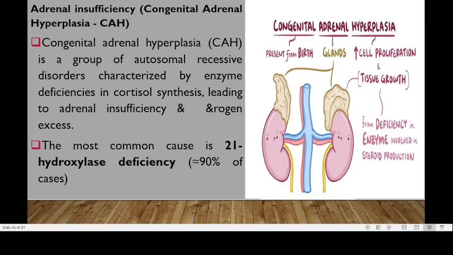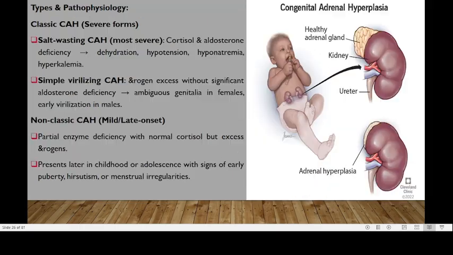Alright guys, the third most prevalent endocrine disorder among the peds is adrenal insufficiency. This is congenital adrenal hyperplasia, right? So it's congenital, that means it's from birth, right? And it's a group of autosomal recessive disorders characterized by enzyme deficiency in cortisol synthesis, leading to adrenal insufficiency and androgen excess. The most common cause is 21-hydroxylase deficiency, nearly 90% of the cases.